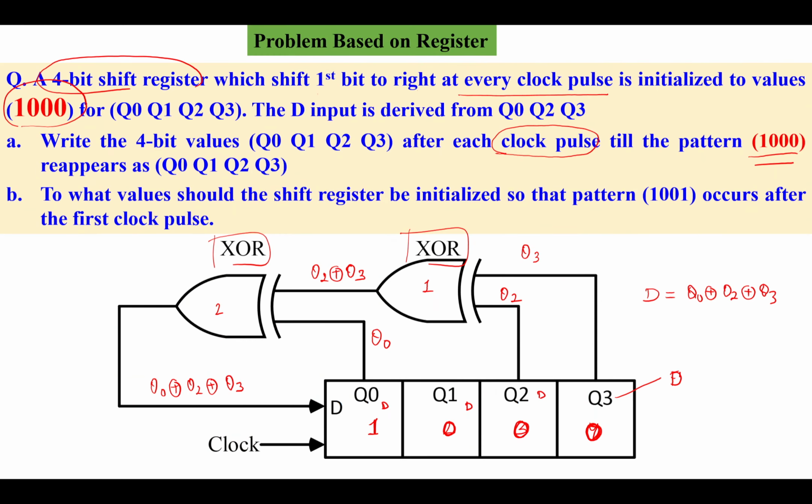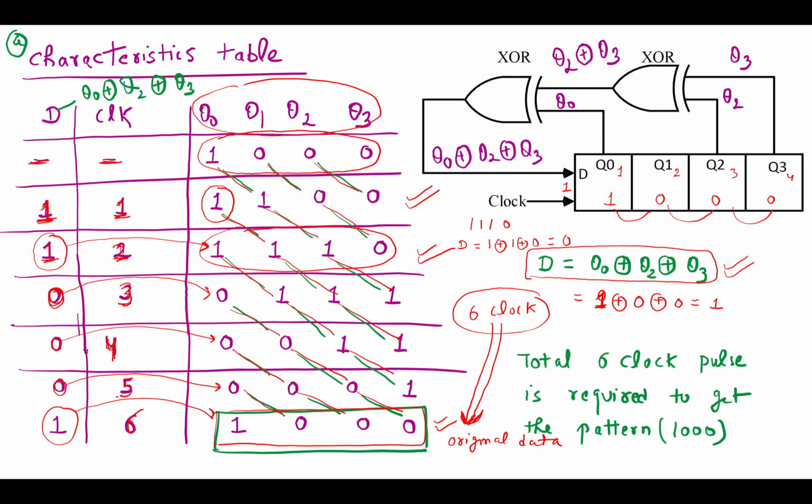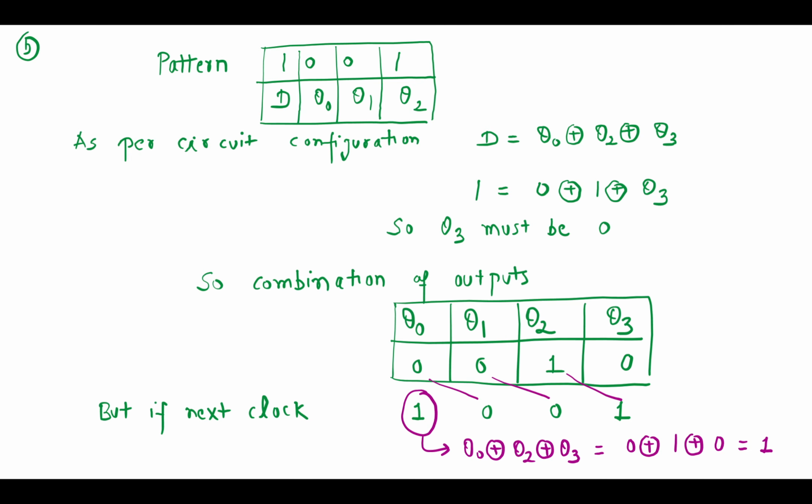Now if you come to the second part, here the pattern is already defined as 1001. So what about 1001? This D value is 1.